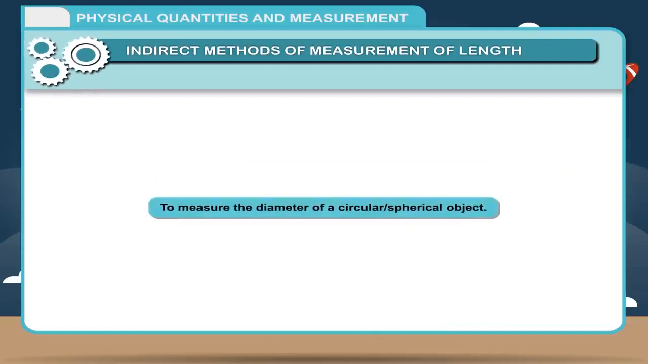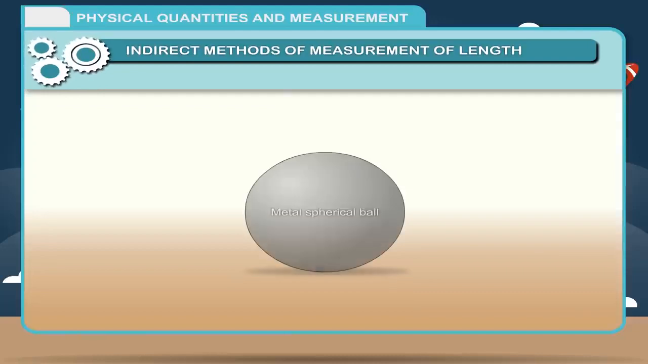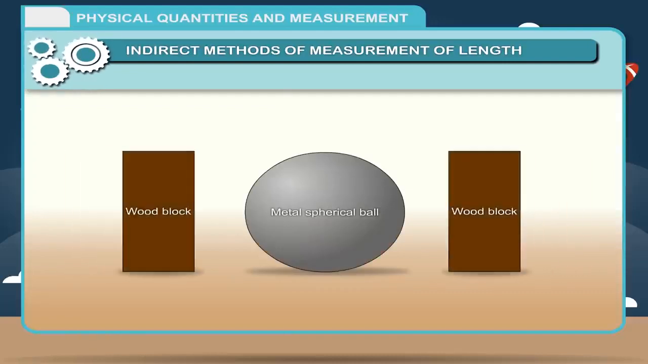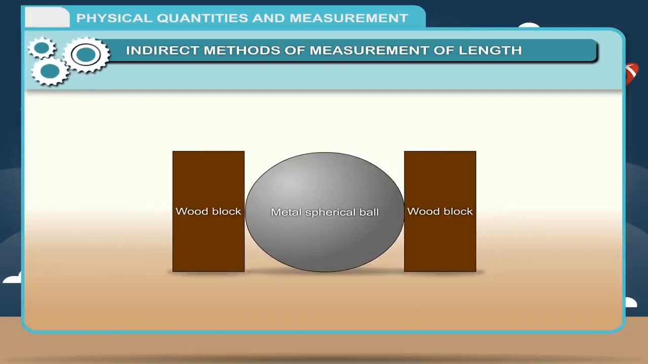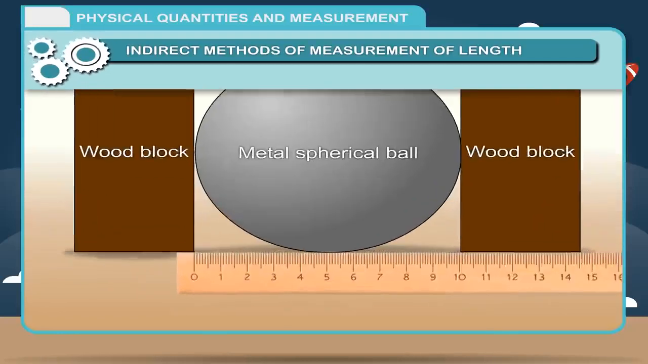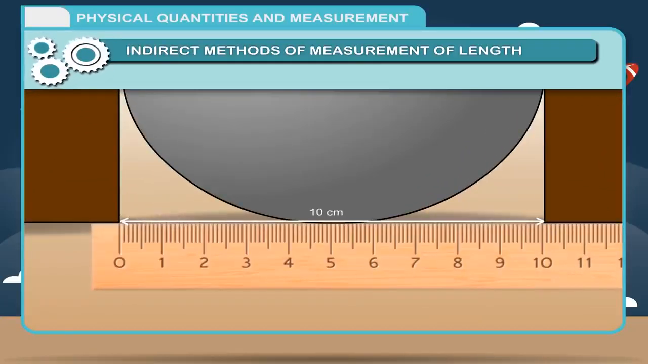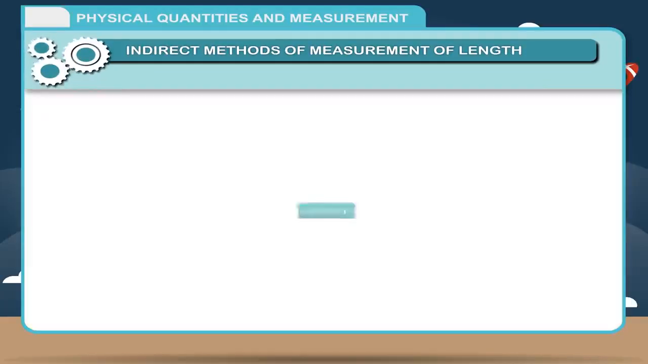Activity: to measure the diameter of a circular or spherical object. Take a metal spherical ball and two wooden blocks. Place the spherical ball between two blocks. Mark the point of contact of the sphere with the blocks. Using a ruler, measure the distance between the inner faces of the two blocks which are in contact with the sphere. If the ruler is placed as shown in the figure, the difference between the two readings on the ruler gives the diameter of the sphere.